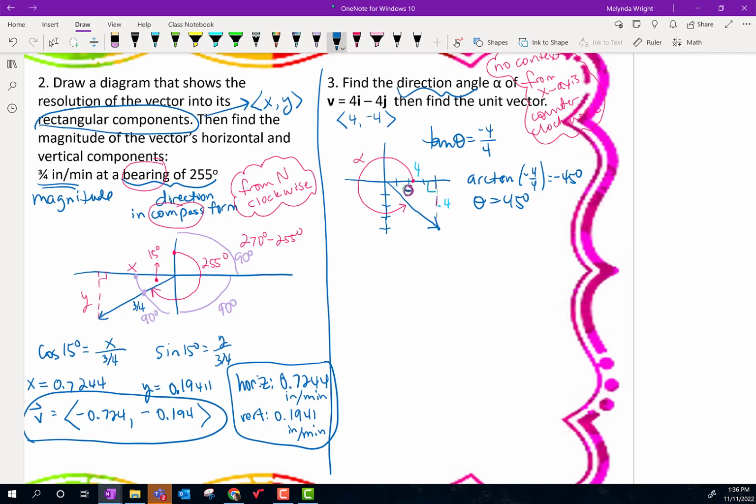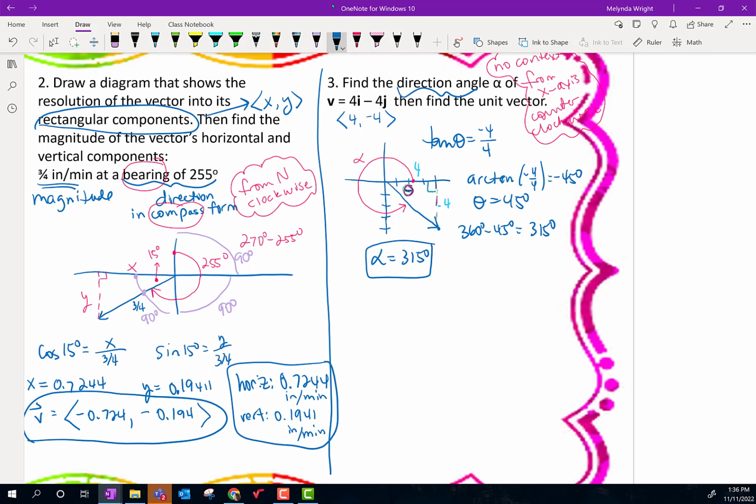And if I want to find alpha, how am I going to find alpha? 360. Absolutely, 360 minus. I'm going to do 360 degrees minus 45 degrees. And that's going to give me, what, 315? So alpha is 315 degrees. That's our direction angle.